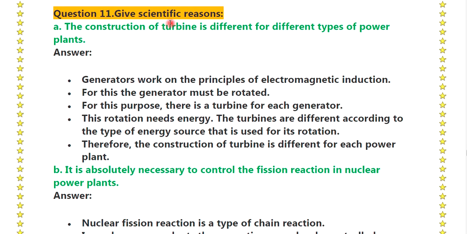Question number 1. Give the scientific reasons. A. The construction of a turbine is different for different types of power plants. Answer. Generators work on the principle of electromagnetic induction. For this, the generator must be rotated. For this purpose, there is a turbine for each generator. This rotation needs energy. The turbines are different according to the type of energy source that is used for its rotation. Therefore, the construction of the turbine is different for each power plant.